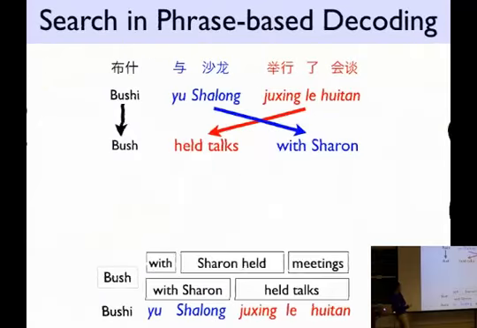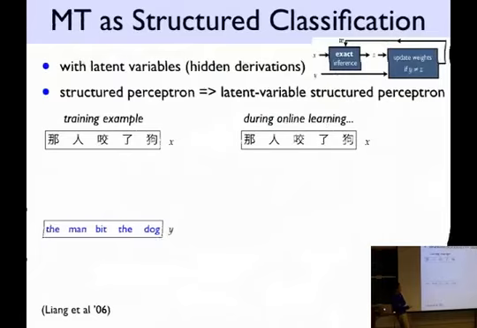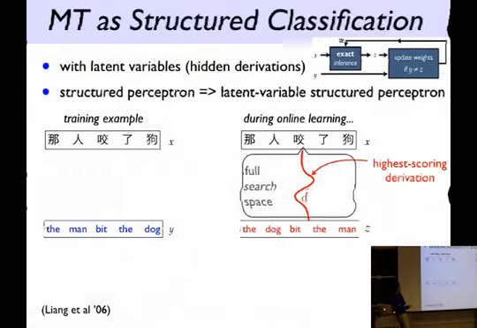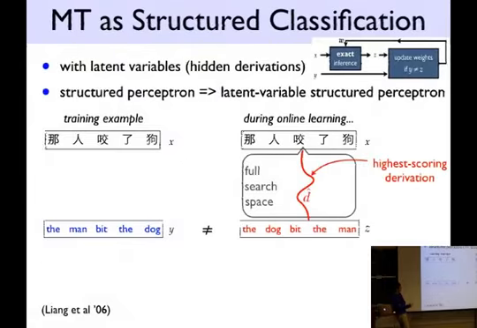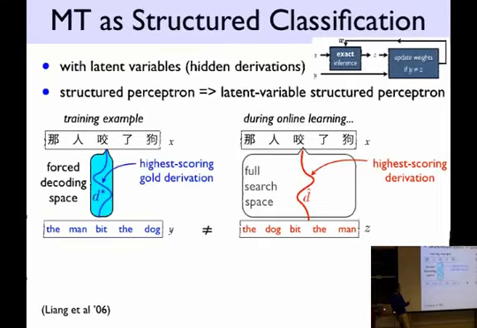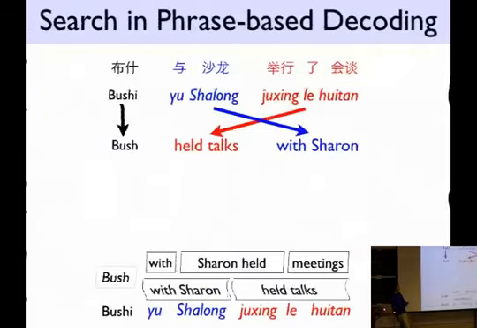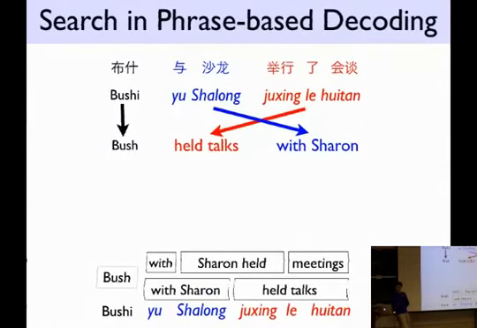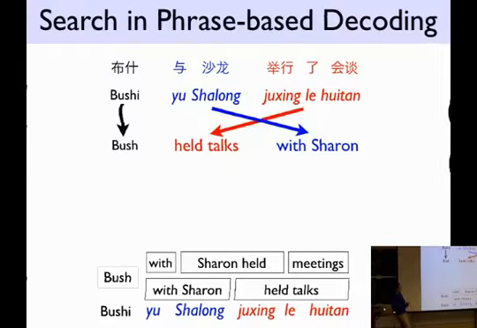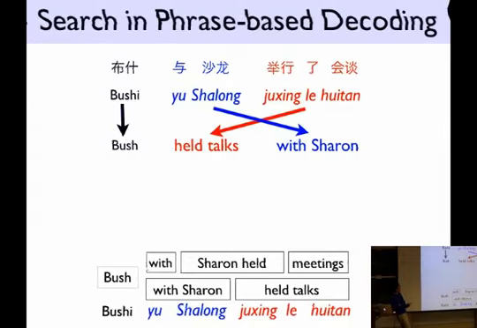Now, before we talk about how to fix this search error, we have to talk about search. How do you search for the best derivation in the full search space, and how do you search for the best good derivation in the forced decoding search space? Those are the two search problems we're going to talk about. And after that, we're going to talk about how to fix search errors. So we'll talk about the first, unconstrained search problem first. That's basically MT decoding. We use phrase-based decoding as an example. So here you have a Chinese sentence, which corresponds to Bush held talks with Sharon. There's a huge reordering between these two.